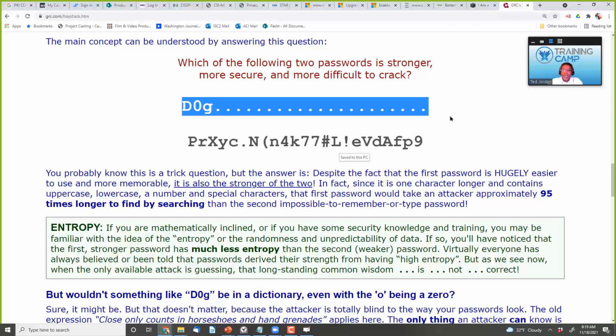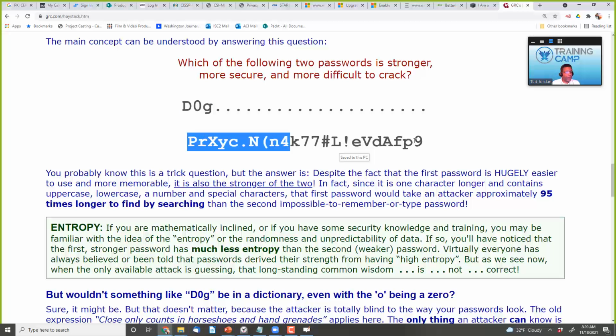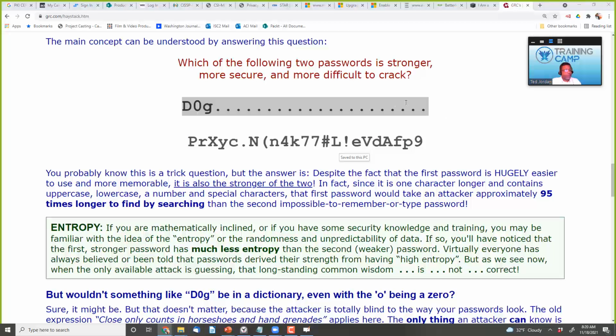All right, so the point here is that length is more important than the complexity. So when it comes to passwords, during a brute force attack, the system will figure this one out before it figures this one out. So length is more important than the complexity when we're looking at the NIST guidance. And so you're seeing more and more companies moving to passphrases.